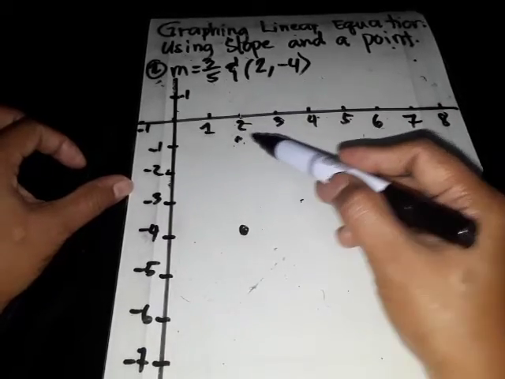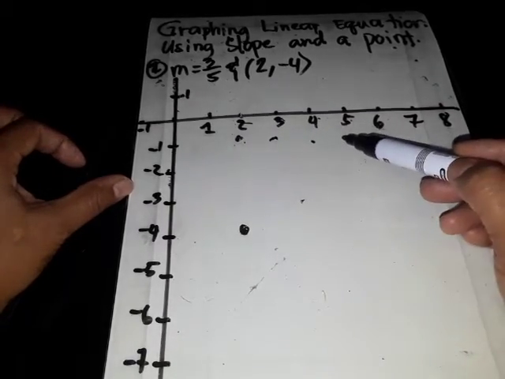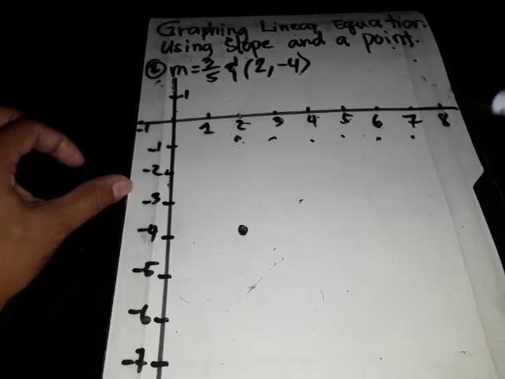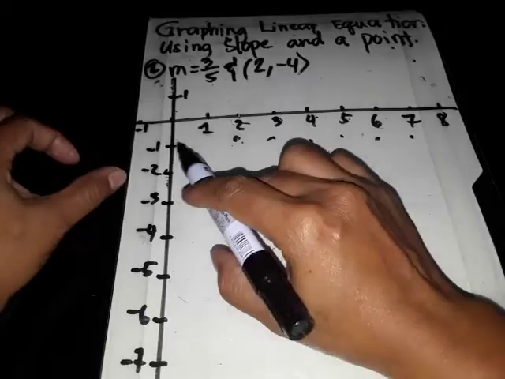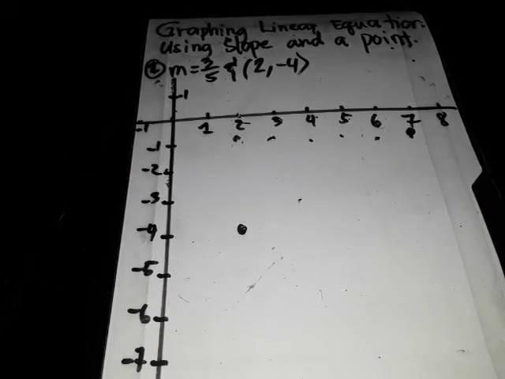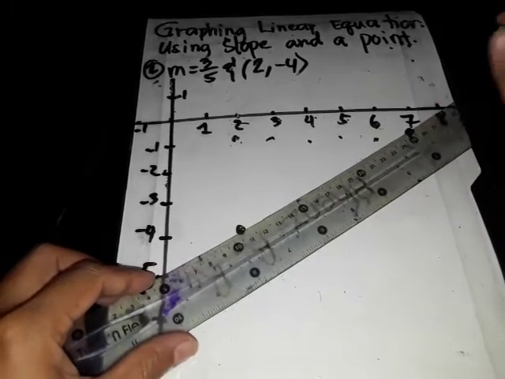5 jumps. 1, 2, 3, 4, and 5. Okay? So, nasa tapat ng 1, and then sa 5. Andito siya. Okay? So, i-connect na natin ngayon ang points.